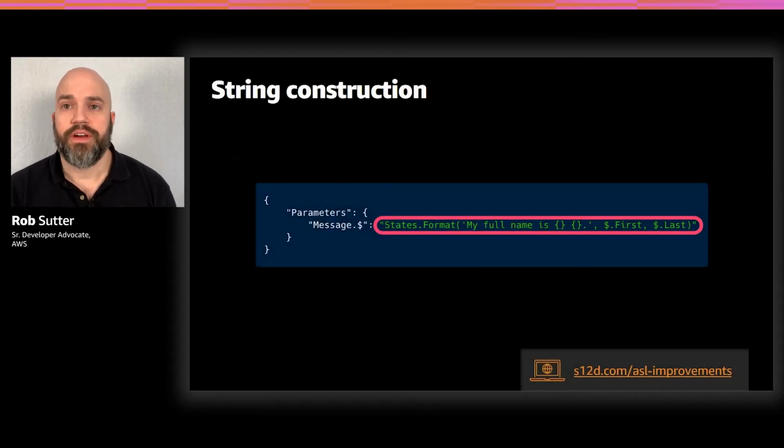The string construction operator, or string templating, is also available now in the Amazon States language. You use a pair of open and close braces for each variable that you want to replace in a template string. And then you add additional arguments, in this case, first and last in the JSON path for your state, to replace those templates. In this way, you would get a string constructed that says, my full name is Rob Sutter, assuming we're using my information in the state. Previously, like many of the other operations, you had to invoke a Lambda function to do string interpolation.